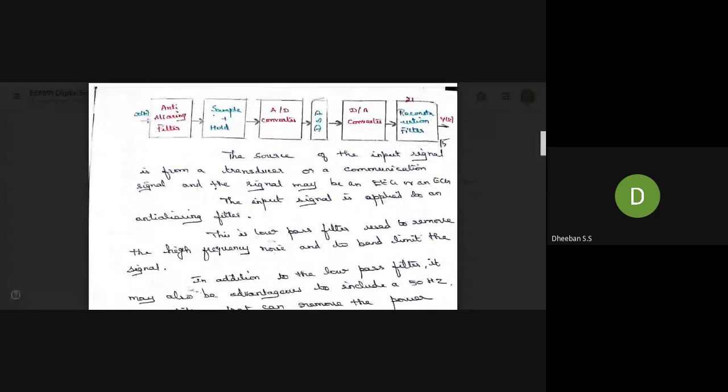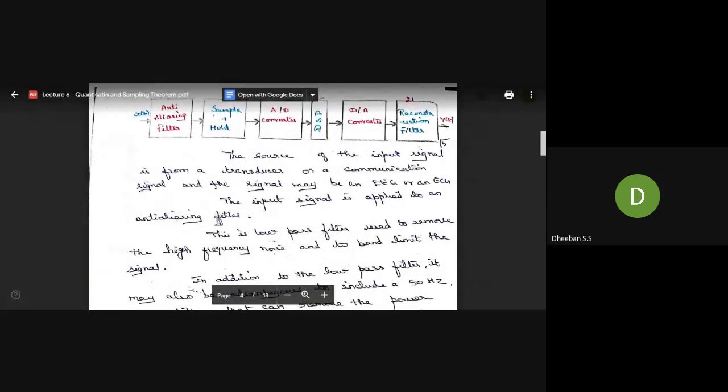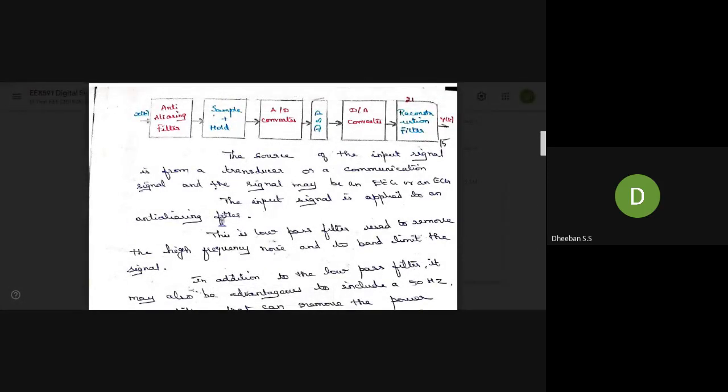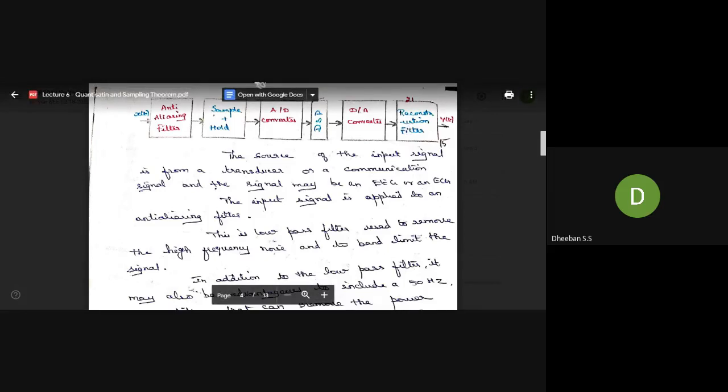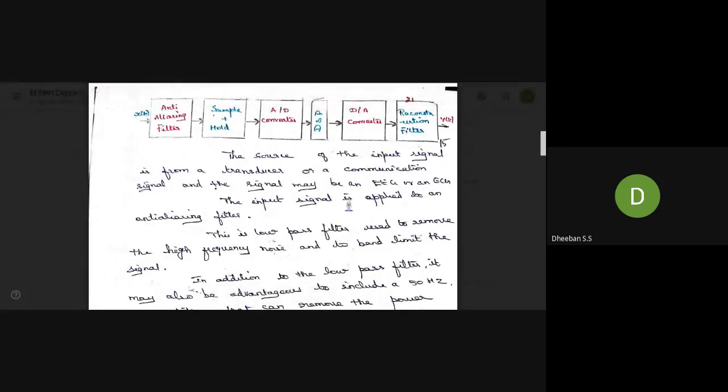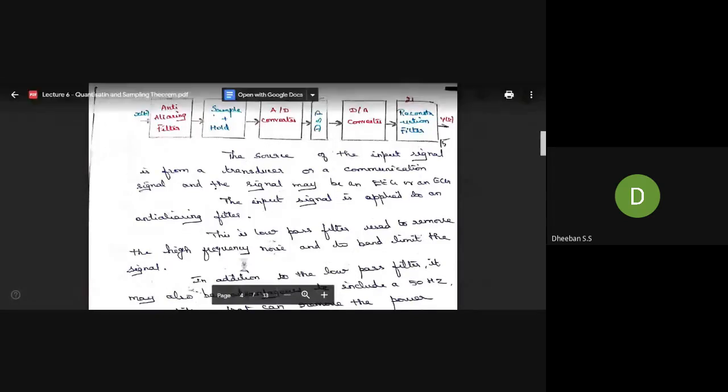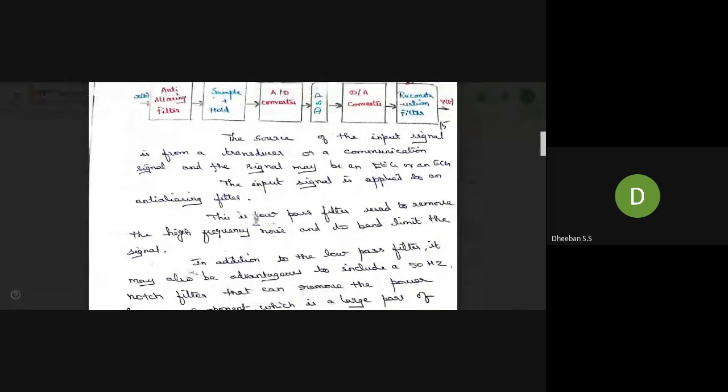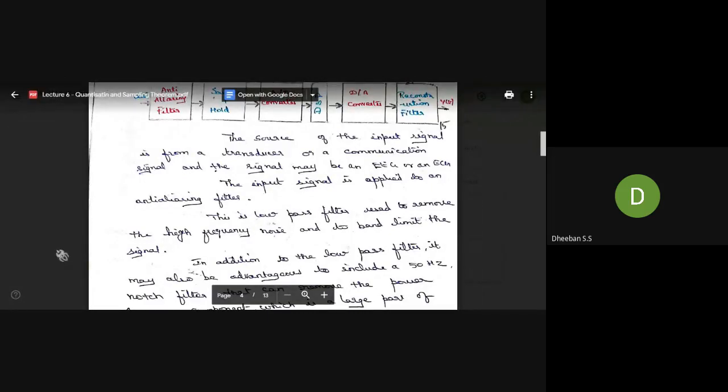So here, one new component you have to know is the anti-aliasing effect. The anti-aliasing effect is based upon your input signal. The input signal is passed through a low pass filter. Why is it passed through a low pass filter?